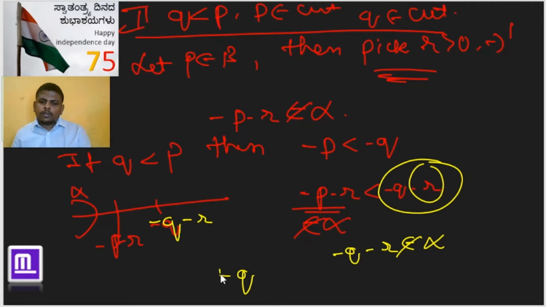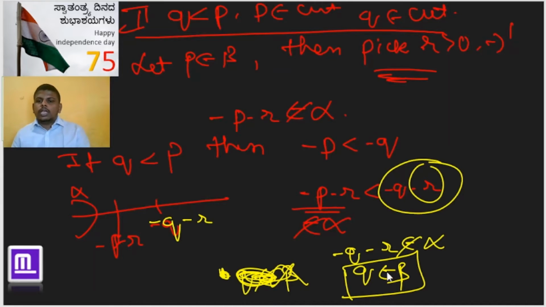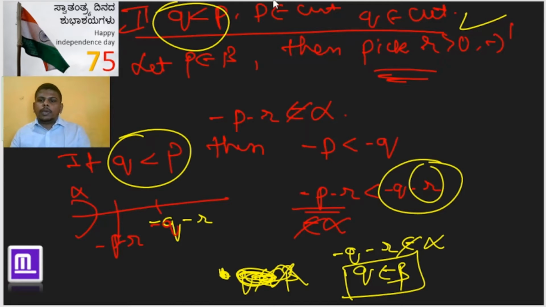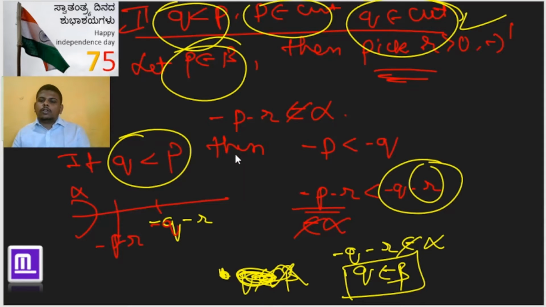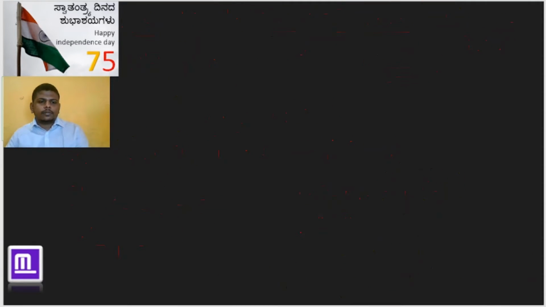Then what happens? Somehow we managed to find such an r, right? So then our minus q does not belong to alpha, then our q belongs to beta. So the second property says, we took a rational number q less than p, and p belongs to the cut, here p belongs to beta, and then we managed to show q belongs to the same cut, the beta. So the second property is also satisfied.